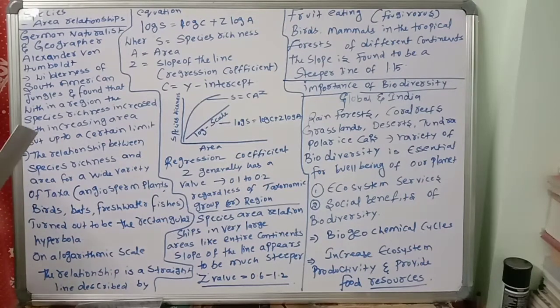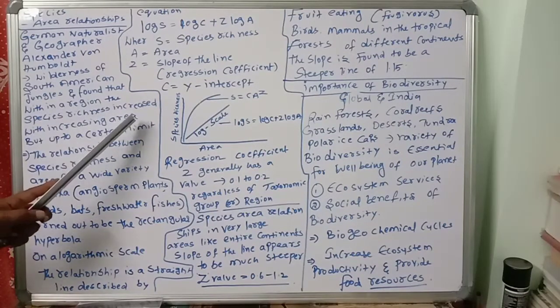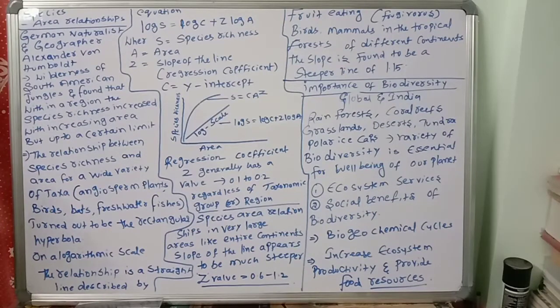So he explored the wilderness of South American jungles and found that within a region the species richness increased with increasing area. So species richness increased with increasing area, but up to a certain limit. The area is good, species also increasing, but up to a certain limit.